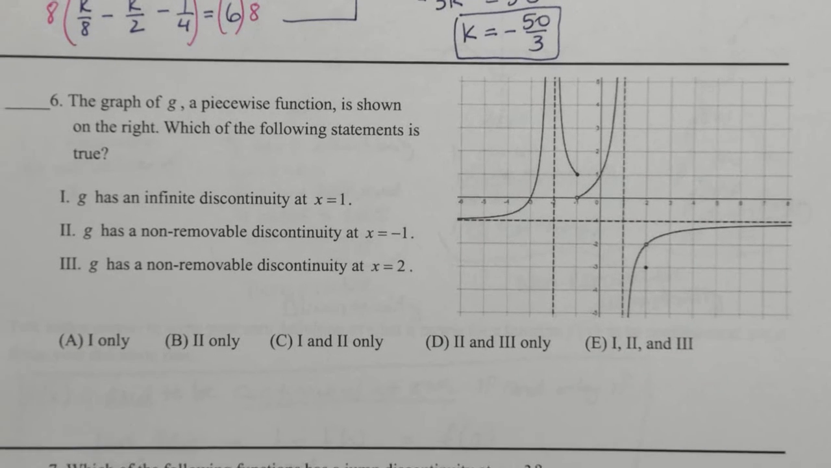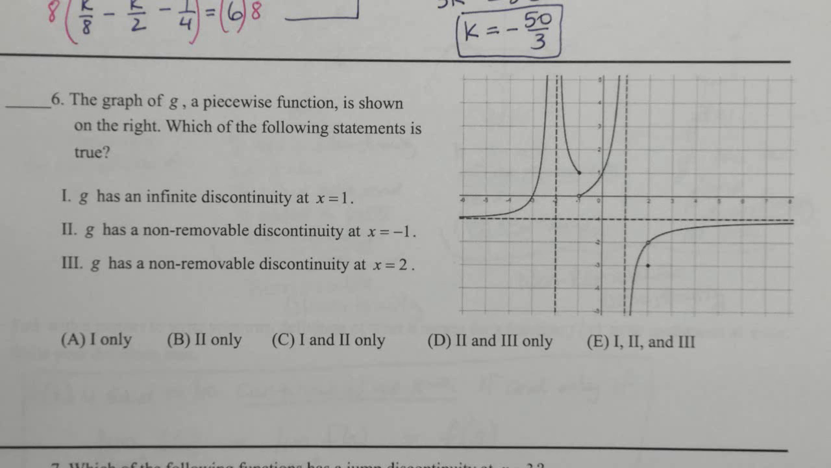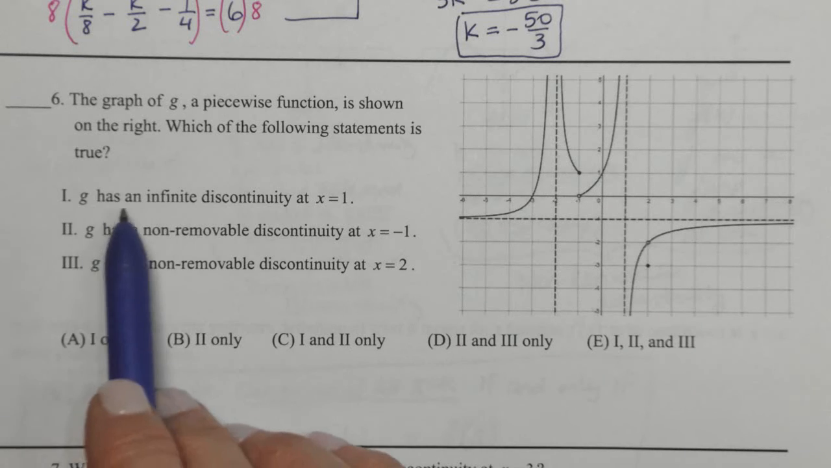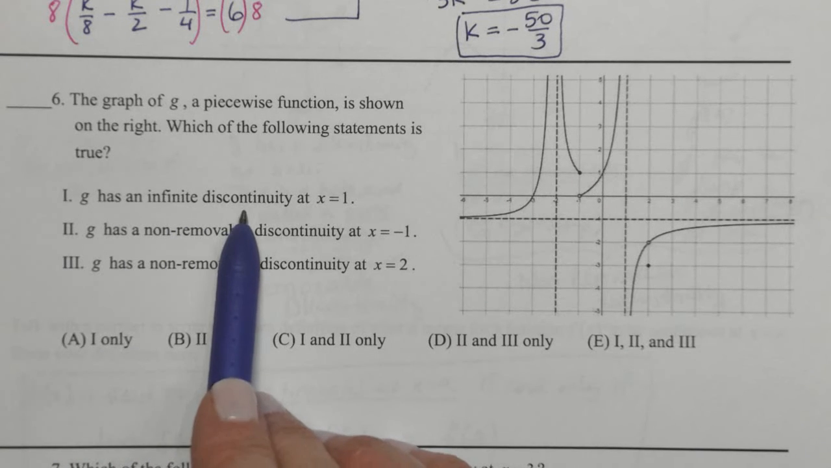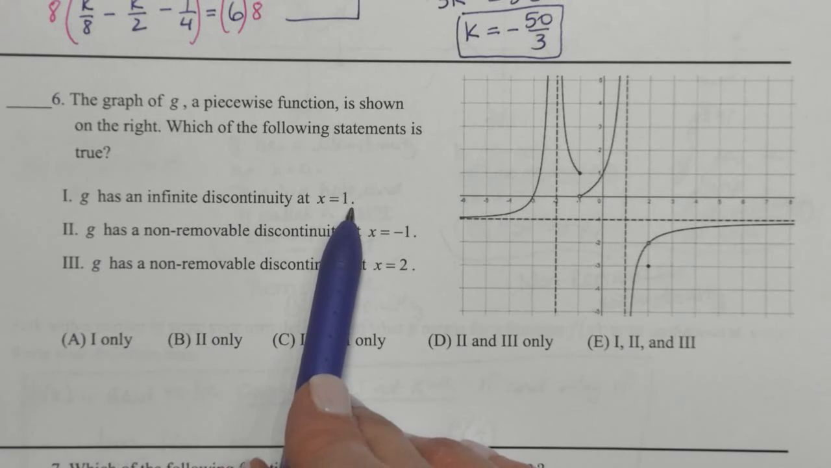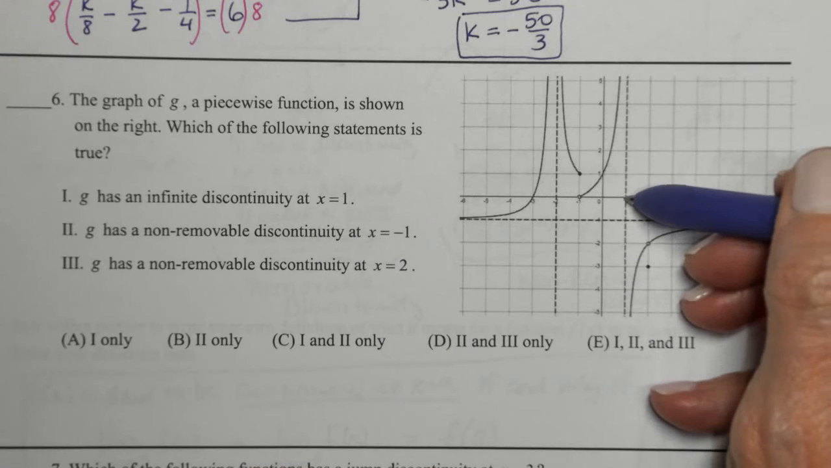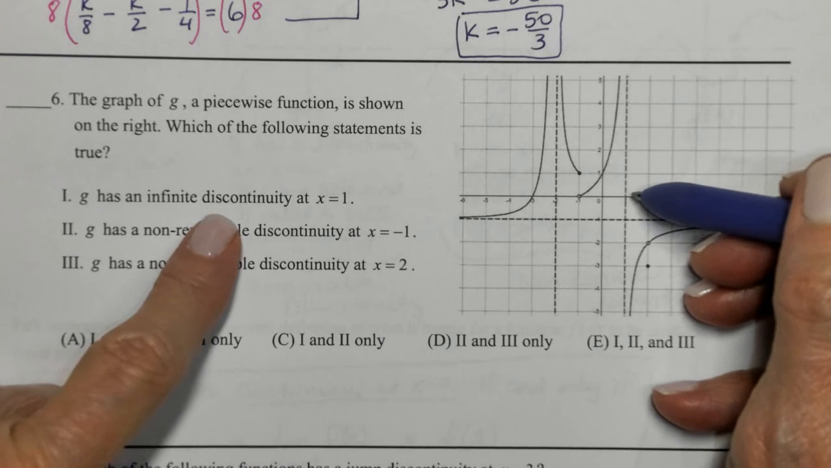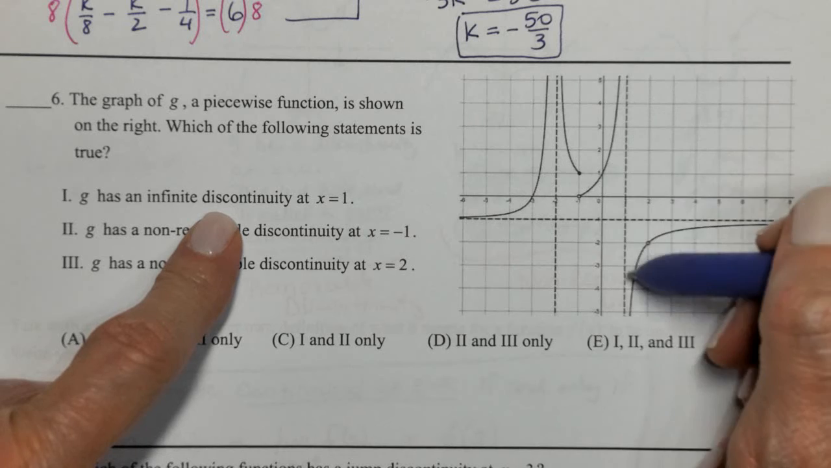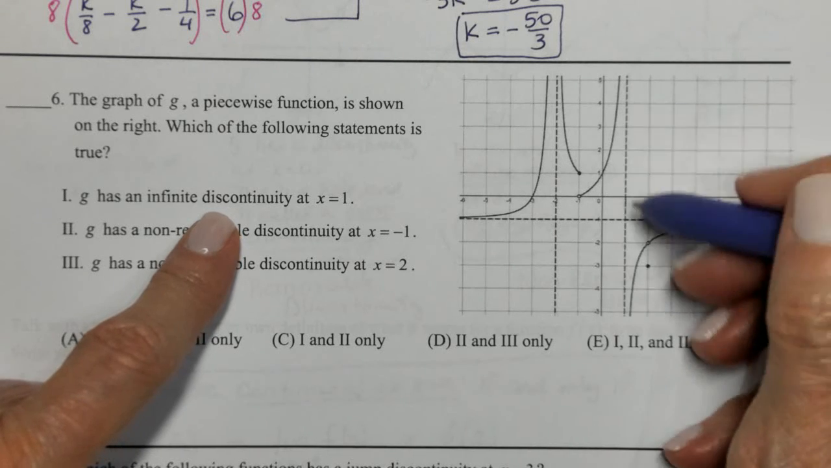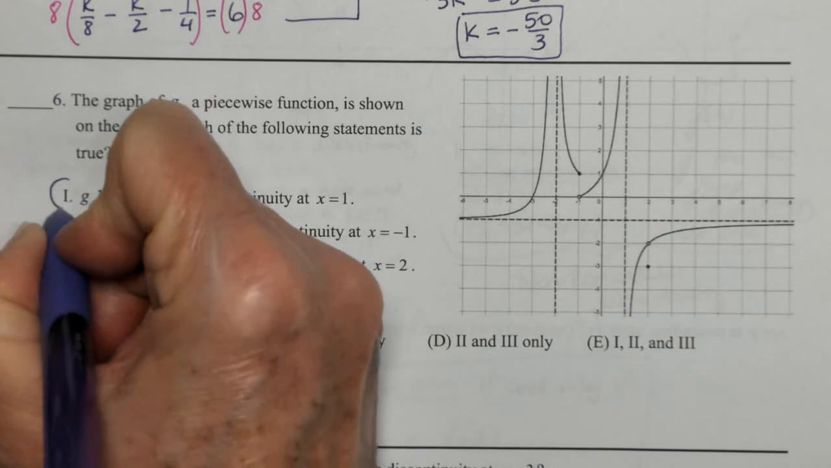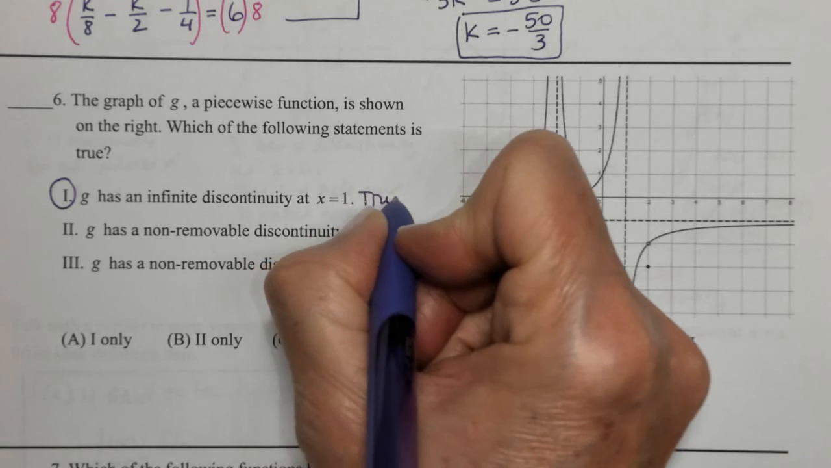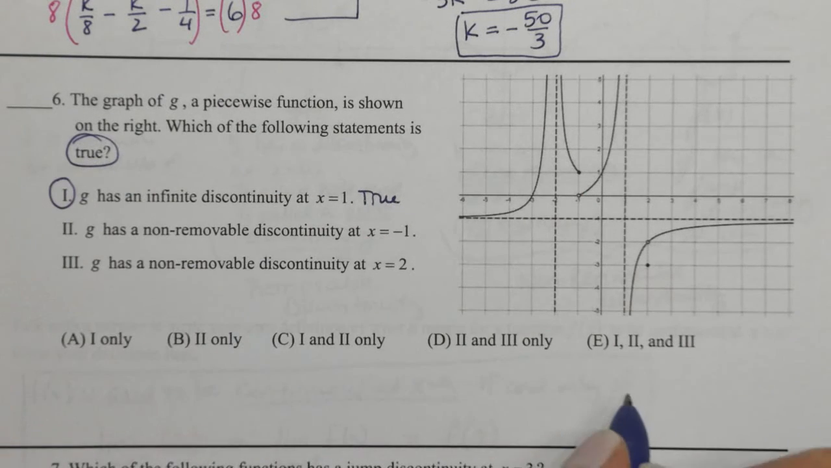Okay. Number 6 here. The graph of g, a piecewise function, is shown on the right. Which of the following statements is true? G has an infinite discontinuity at x is equal to 1. So I'm going to x is equal to 1. An infinite discontinuity is a vertical asymptote. So do we have a vertical asymptote? We sure do. So yes, that is true. And we are looking for true.